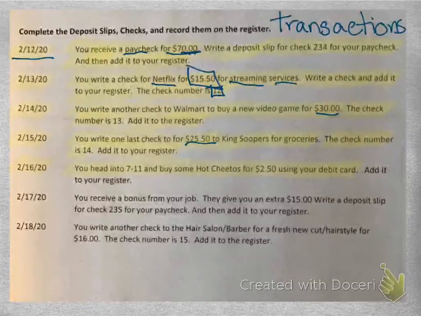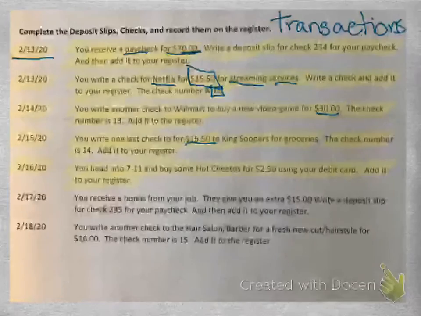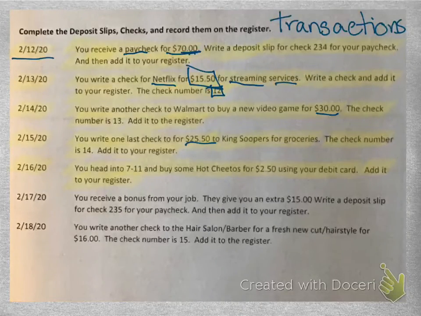This time you head into 7-Eleven and buy some hot Cheetos for $2.50 using your debit card. Add it to your register. Okay, this is not good. I've spent too much money. I'm going to spend even more, and I don't have it in my bank account, so we're going to have to do some more negatives.